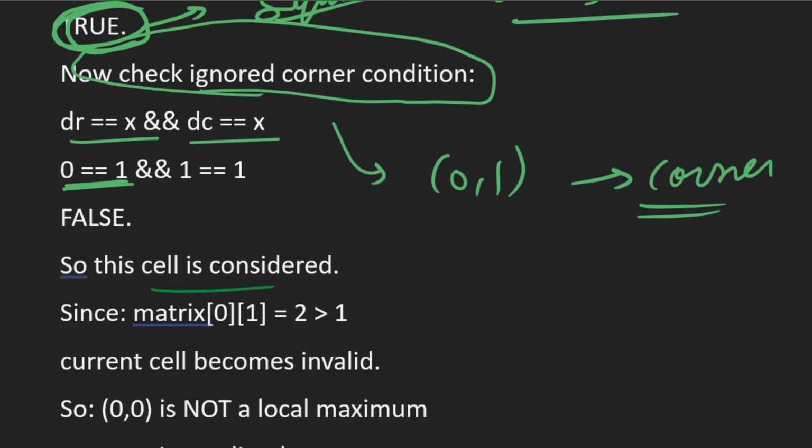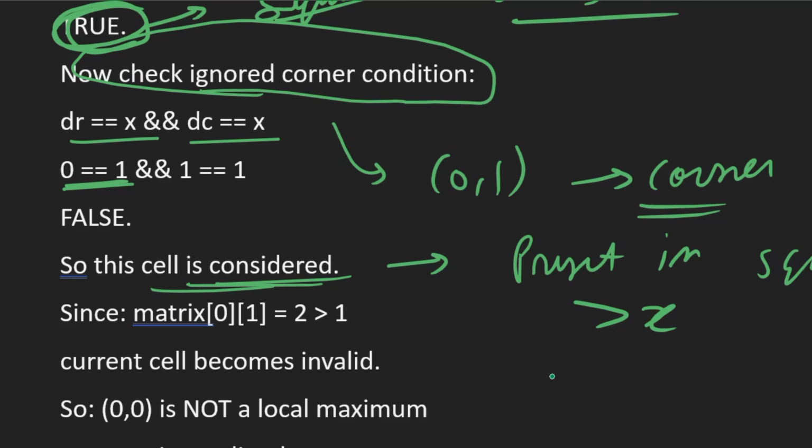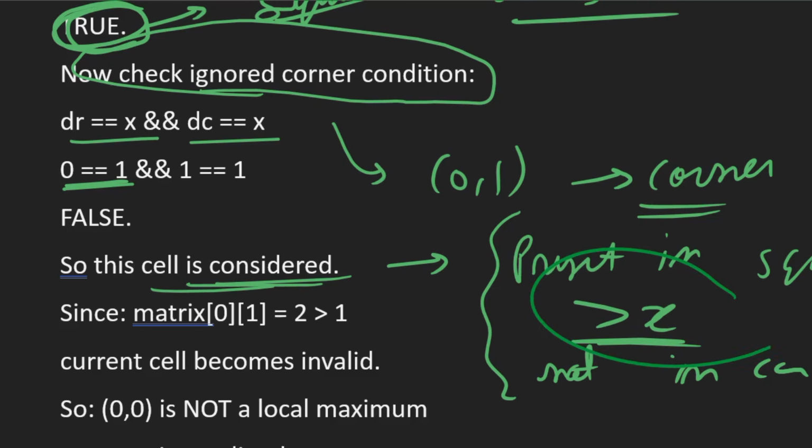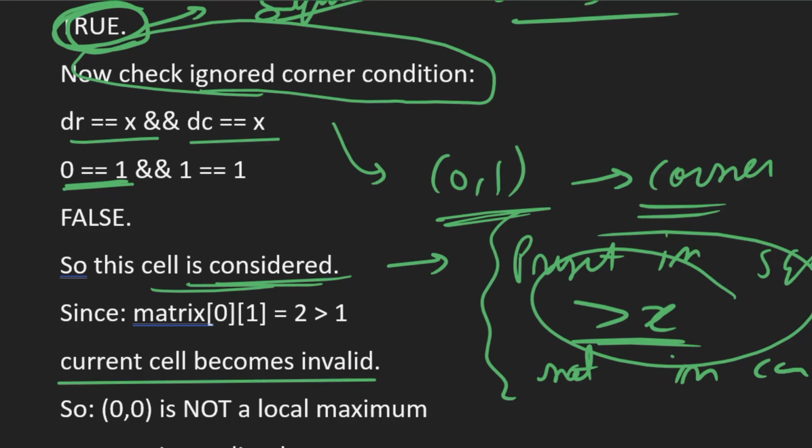So now this cell is considered, because this cell is present in the square, has value greater than x, but is not in a corner. So now we have found a cell whose value is greater than x and is present in the considered square. So now our current cell has become invalid. So now our current cell, which is 0 comma 0, is not a local maxima.